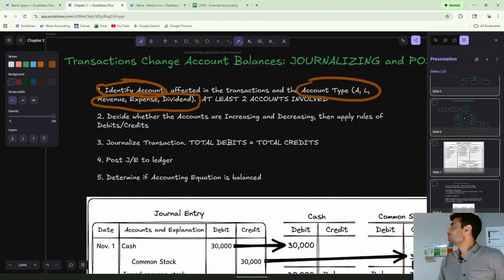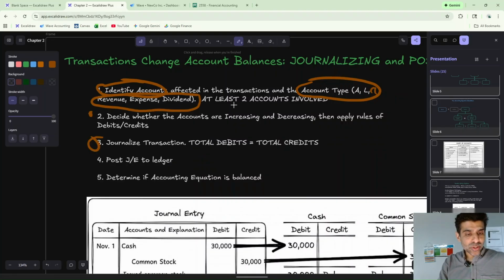The second step is you determine, are those accounts increasing or decreasing? What's happening to them, right? So when we issue stock, we've identified that cash and common stock are the two accounts. Cash is an asset, common stock is contributed capital, which I guess I should have included here. Cash is increasing, common stock is increasing. Okay, so we've now done step two, and then we apply the rules. Cash asset increase, debit. Common stock contributed capital increase, that's a credit. So now we're ready to do our journal entry.